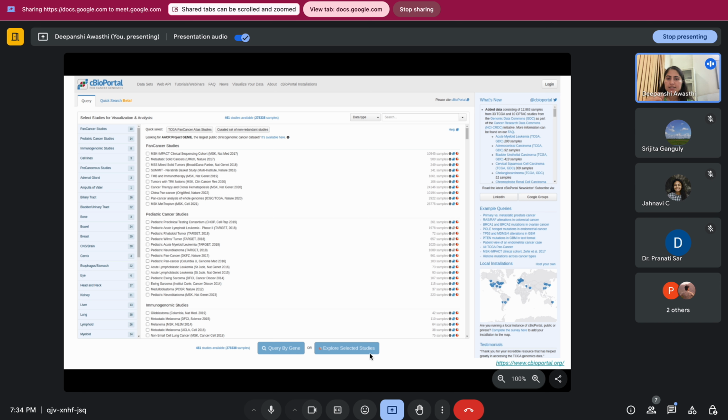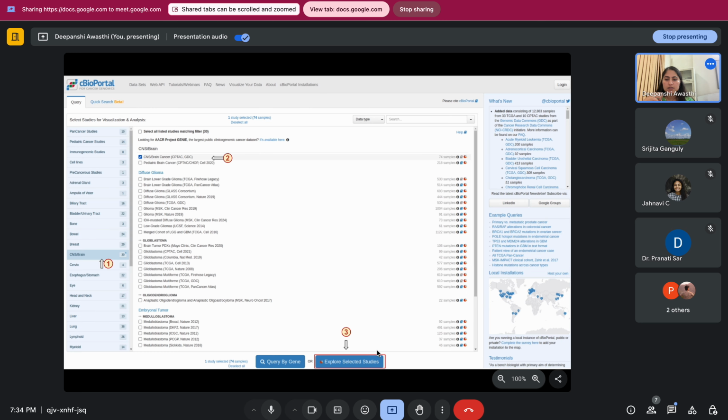Then comes explore selected studies. In this case, if you are selecting some kind of study, then it will involve multiple genes. For example, I only want to study the brain cancer or brain related cancer. In that case I will go for explore selected studies, because I don't know which gene is involved. Now I will give you one example. In your assignment you were asked to look for the ampulla of Vater. On the left side you will be able to find ampulla of Vater, which has one study. But for the example I will take the CNS and brain study. So firstly you will select the CNS and brain study.